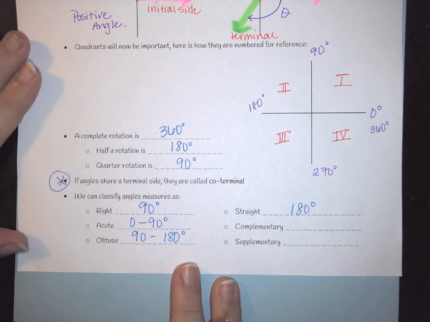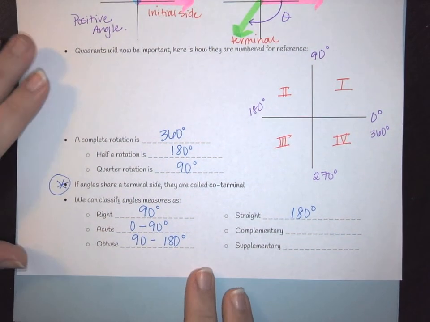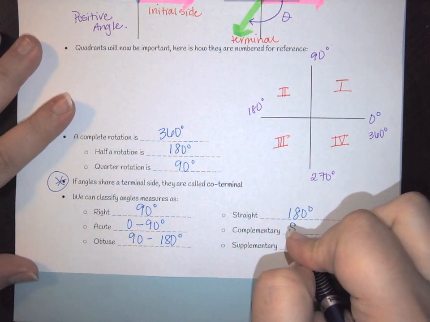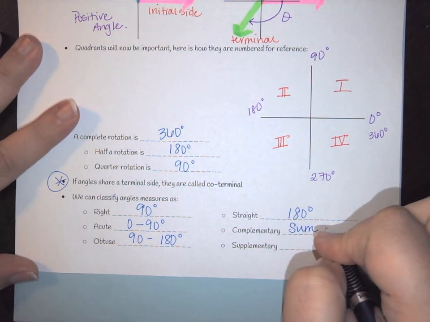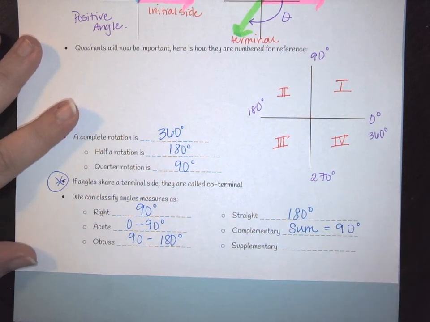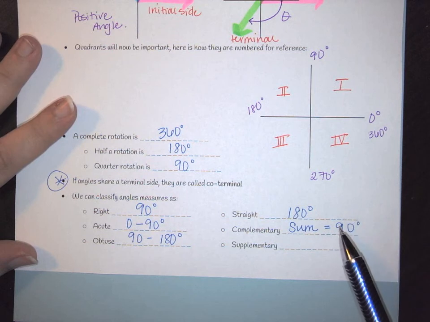Now, complementary angles are talking about more than one angle. And we have a rule here. When we're talking about complementary, we're talking about summing your angles to equal 90 degrees. So this is where we are talking about more than one. It could be anything from 2 or more angles. And when you add them all together, you should get 90.